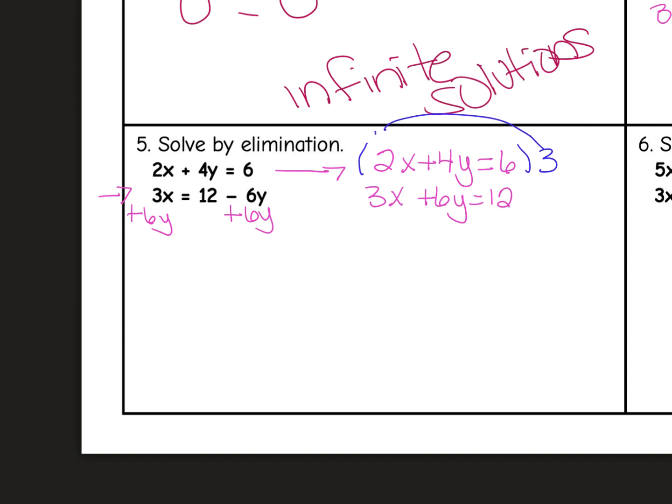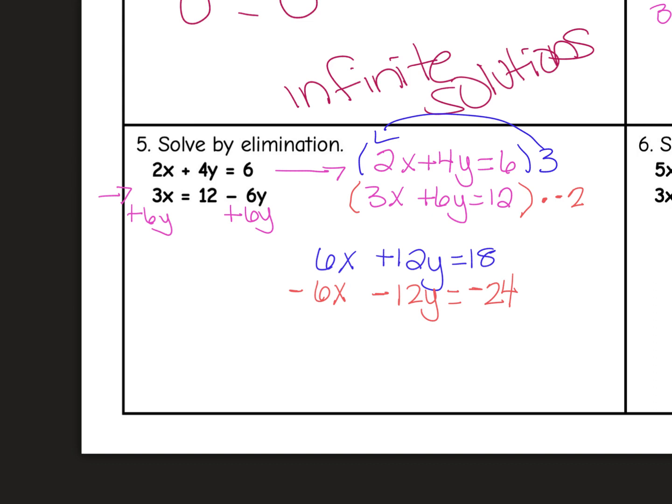Okay. So here, the first thing I'm going to do, I'm going to multiply my top equation by 3. And when I do that, I have 6x plus 12y equals 18. Okay. Now I'm going to look at my bottom equation. So my bottom equation, I want a same coefficient of 6, except I want it to have the opposite sign, subtraction sign. So on this equation, I'm going to multiply this by negative 2. Okay, when I do that, I have negative 6x minus 12y equals negative 24.